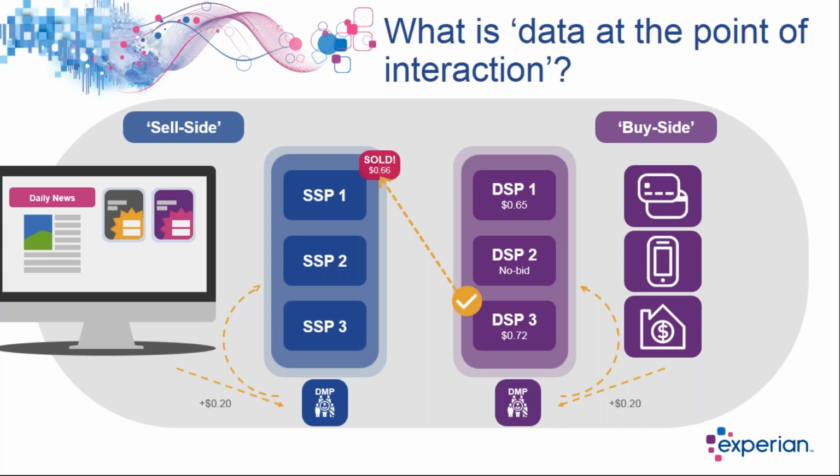Now, we're not here to attack DMPs. We think DMPs are a vital part of the programmatic ecosystem. They are the definitive tool for putting your first-party data there. You should definitely be using one. But we don't think that accessing third-party data or second-party data should be done through a DMP, because as you can see, it generates these inefficiencies.